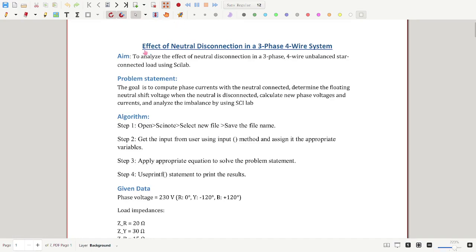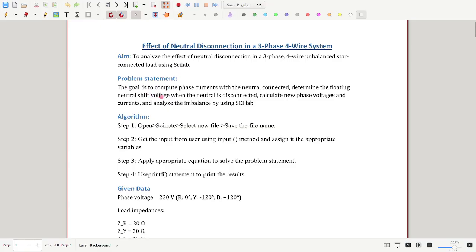Hello students, today we are going to see the effect of neutral disconnection in a three-phase four-wire system. We will analyze the effect of neutral disconnection in a three-phase four-wire unbalanced star-connected load using SCILAB. For doing this experiment, we are going to use SCILAB software.